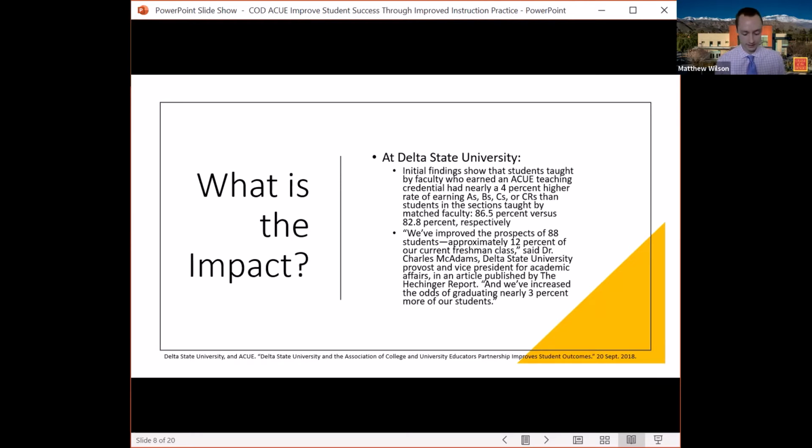So with just Delta State involving faculty that taught 144 sections, they were able to improve graduating nearly 3% more students. So even without training everyone, even getting these small pockets of teachers is making significant improvements across the colleges, improving graduation rates, performance in classes, and completion.